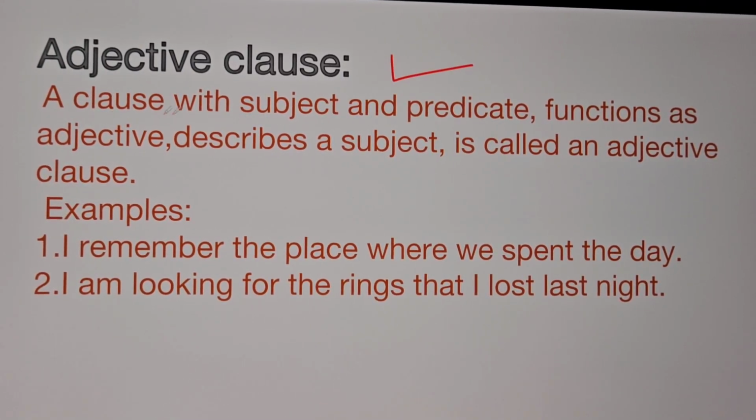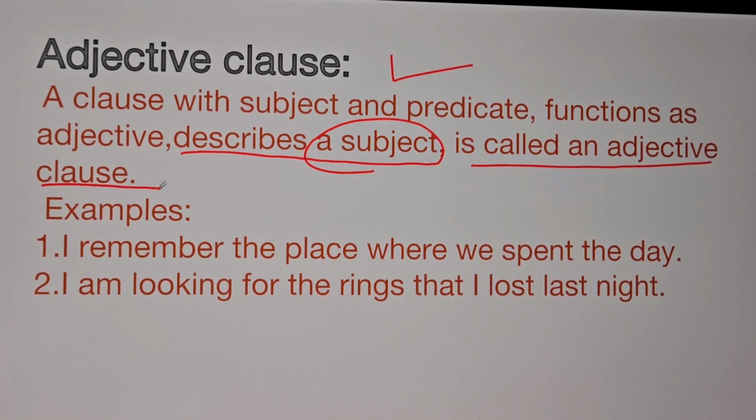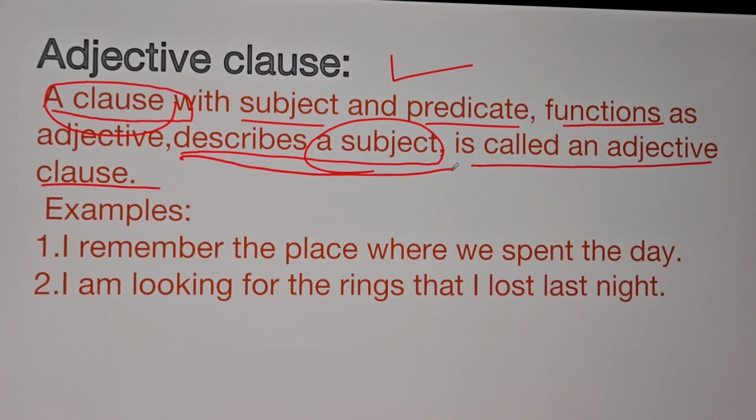Adjective clause: a clause with subject and predicate that functions as an adjective and describes more about a subject is called an adjective clause. Focus here. A clause, a group of words with subject and predicate, that functions as an adjective. That group of words describes more about the subject. That is called an adjective clause.